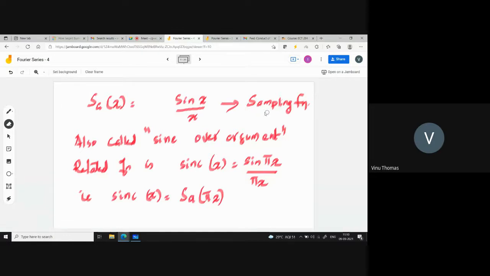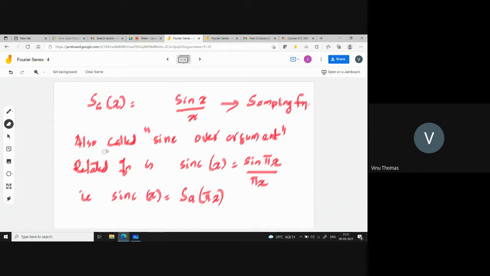A sampling function is represented as sin x by x. It's also called sine over argument. So you have a sine of x over the argument, sin x by x, sine over argument. So SA of x you can read as either a sampling function or a sine over argument. And a related function is sinc x, which you can write as sine pi x by pi x. So what is sinc x therefore? Sinc x is SA of pi x, right? This is understood? Sinc x is SA of pi x.